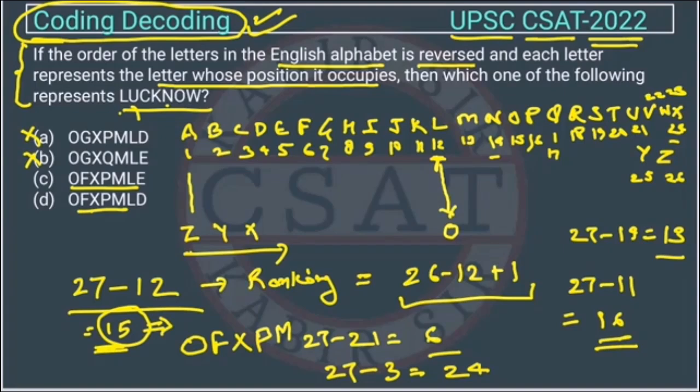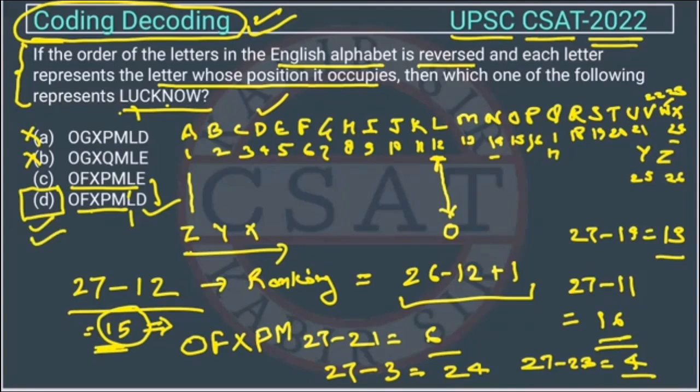So no need to check for L, directly check for the last digit because L is given in both, right? So we will check for W. W is at position 23rd. So this will be 27 minus 23 is equal to 4. So the letter at position 4 is this one, D, right? So at last we will have D. So the answer will be option D, right?